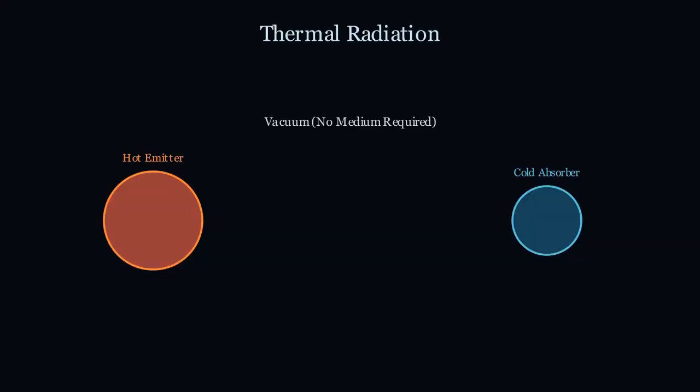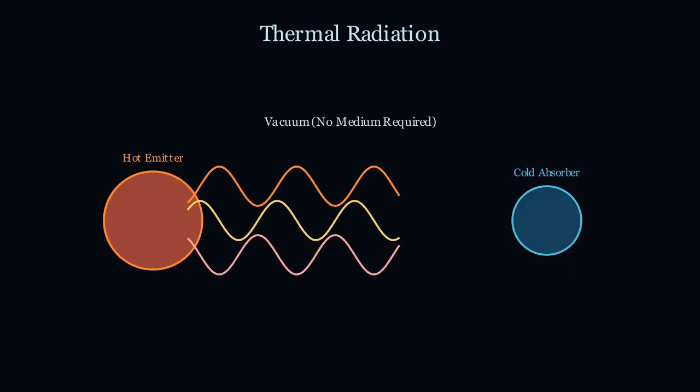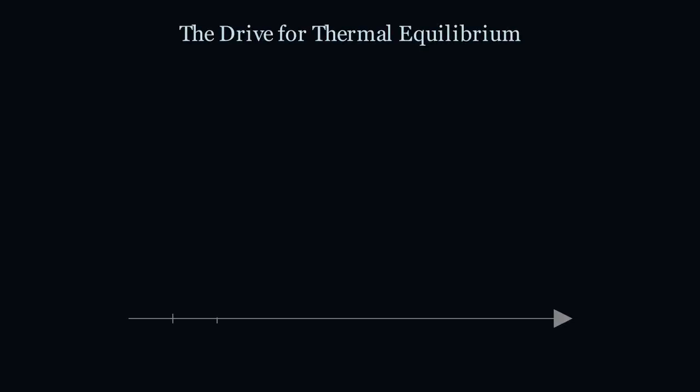The third primary mode of heat transfer is radiation, which doesn't require any medium at all. Every object with a temperature above absolute zero emits thermal energy in the form of electromagnetic waves, like infrared light. This is how the sun's heat reaches Earth, or how a glowing ember warms your hands from a distance. Hotter objects emit more radiation. Even in a vacuum, energy still flows from a hotter source to a colder receiver, following that universal principle of seeking a lower energy state, thus maintaining the thermal gradient.